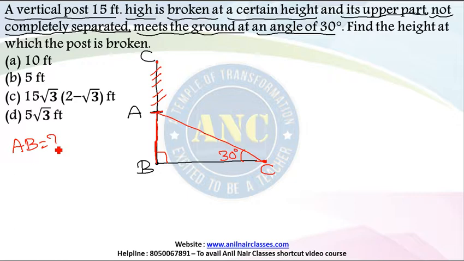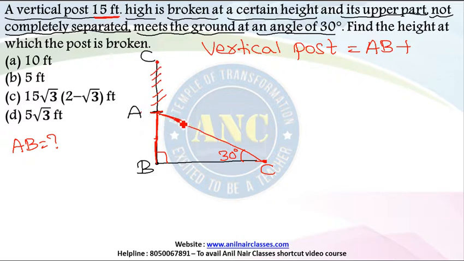Now think a little logically, sir. Can I say that the vertical post is given as 15 meters high according to the question? What is the vertical post totally? It is AB, which is also part of the vertical post, and this AC is also part of the vertical post. The same AC is broken and it is coming like this to meet the ground right now. So AB plus AC totally is nothing but the vertical post.